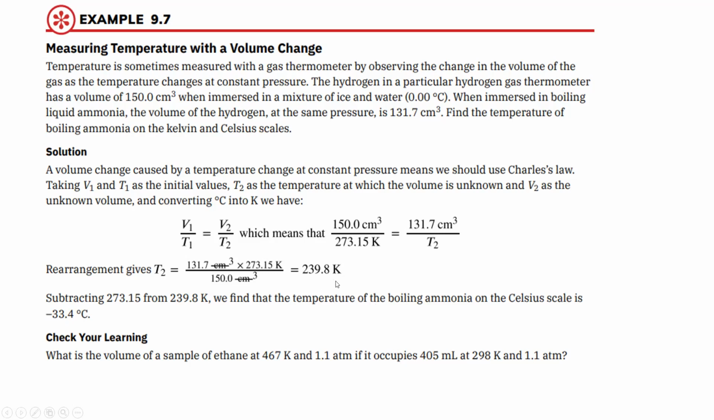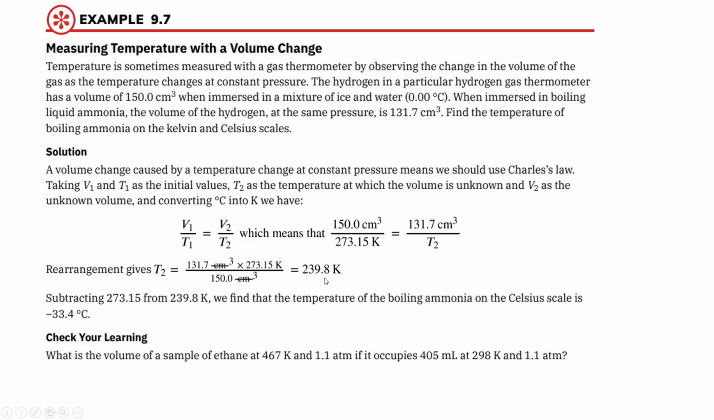So 239.8 Kelvin. Before we even convert to Celsius, we can check whether that makes sense or not. It should, because we're decreasing the volume in this case, 150 cubic centimeters down to 131.7. So we should see the temperature decrease as well. 239.8 is definitely less than 273. So that makes sense. Likely plugged everything in correctly.